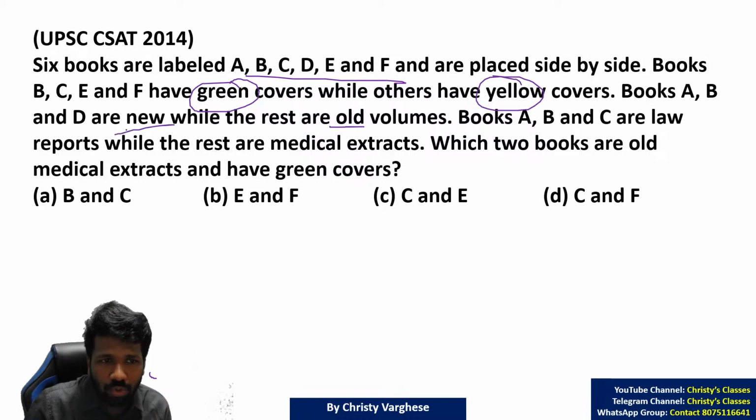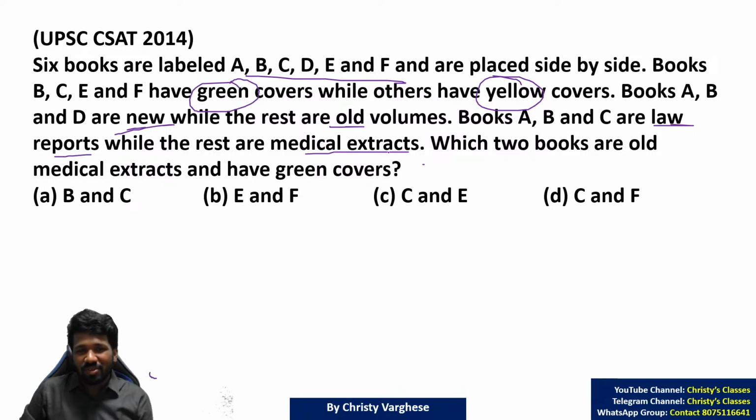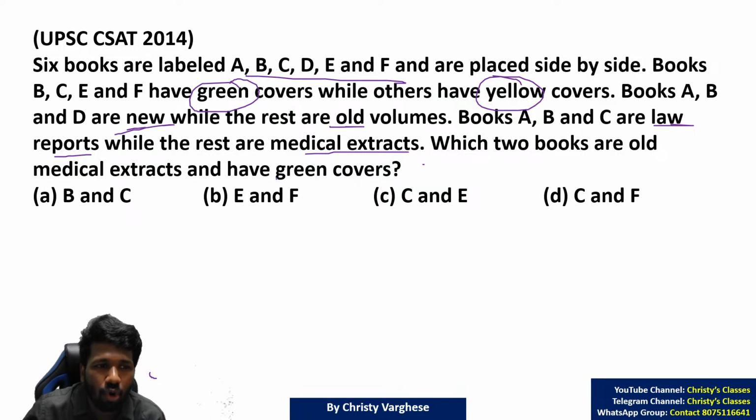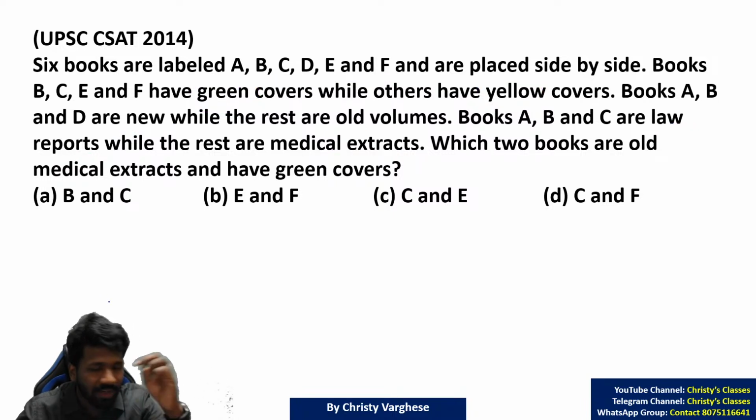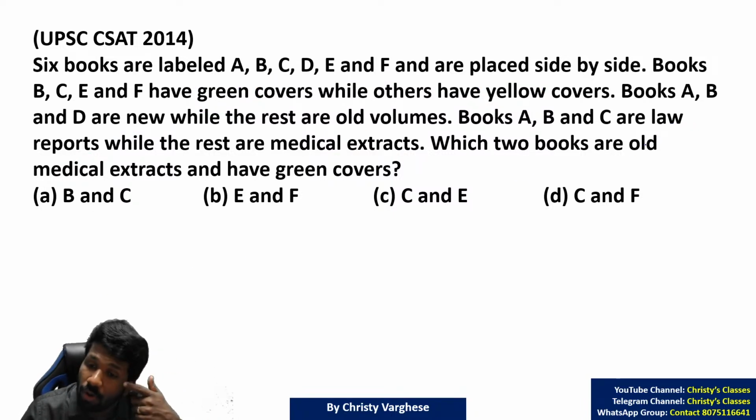Old and new is still here in this also. Lower reports is there. Instead of gazetteers, it is medical extracts. So it is literally the same question, na? Which two books are old medical extracts have green color? Due to lack of time, I will directly start explaining. You can try yourself by pausing the video or revisiting the video later.